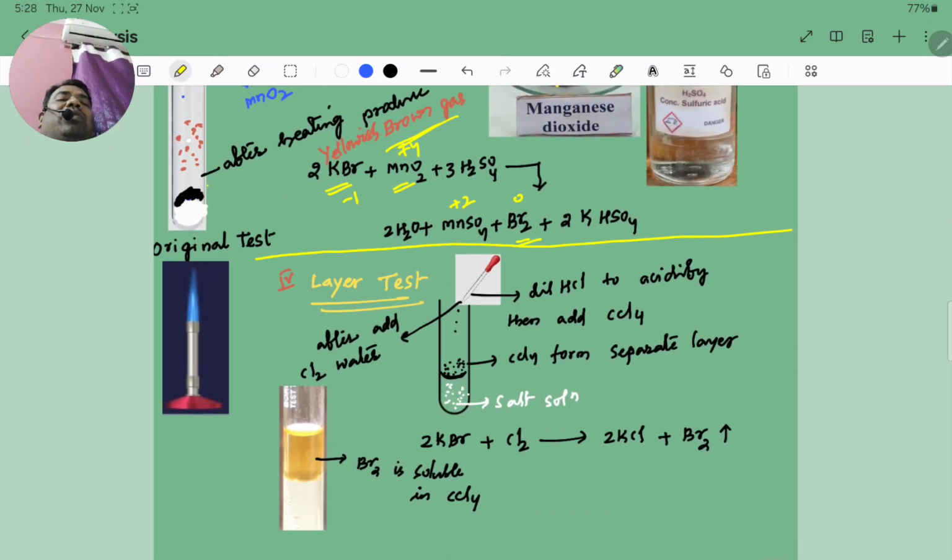Next, this is one more very important test, student. This is the layer test, student, right? Now, take a salt solution or you can take a sodium carbonate extract, student, right?